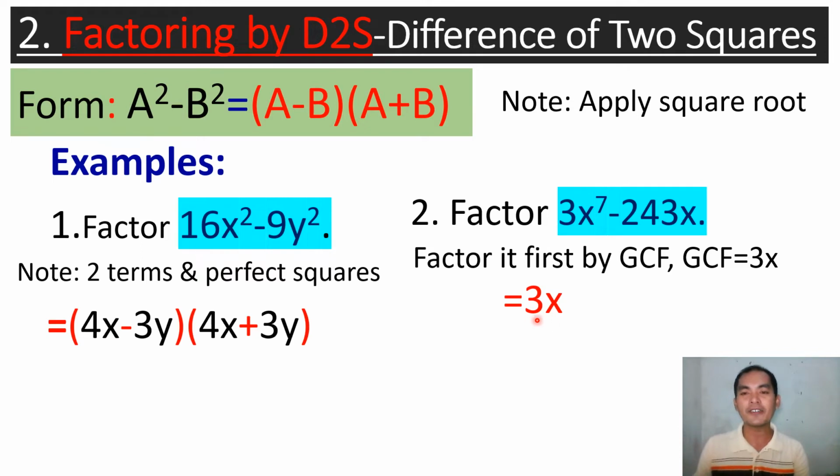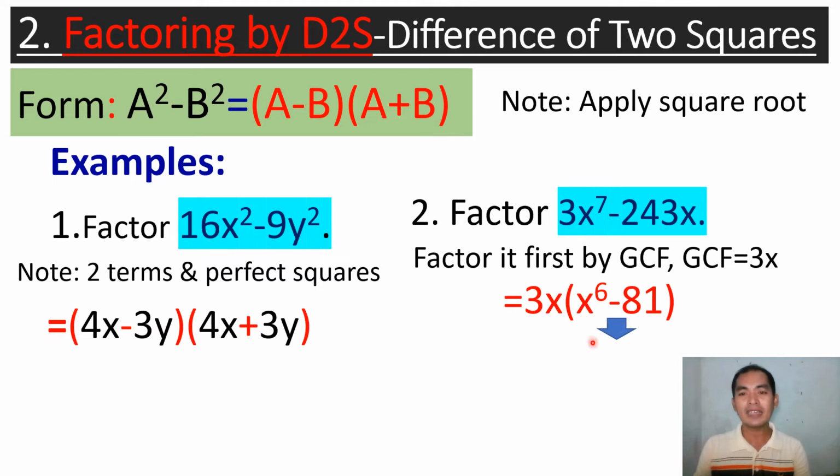So, you will write first 3x as factor and then gawa ka na ng parenthesis. Divide the first term by the GCF. 3x to the 7 divide 3x is x to the 6. Negative 243x divide 3x is negative 81. 243 divide 3 is 81. X divide x is 1. So, 81 na lang, kinopya lang yung sign.